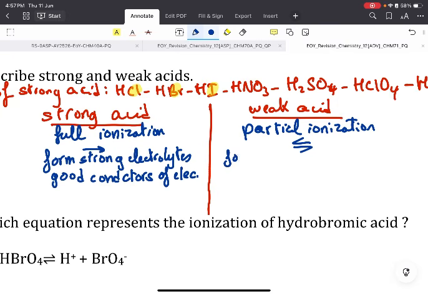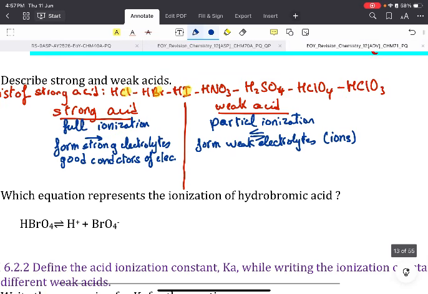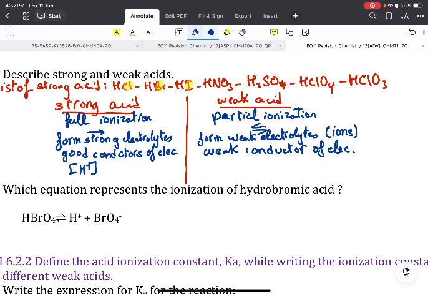Whereas the weak acid will form weak electrolytes. Now, if you are wondering what electrolyte means, it means ions, because simply a weak acid will not produce a lot of ions. So it will form weak electrolytes, and it's a weak conductor of electricity. The concentration of H plus in strong acids is large, whereas here it is small.